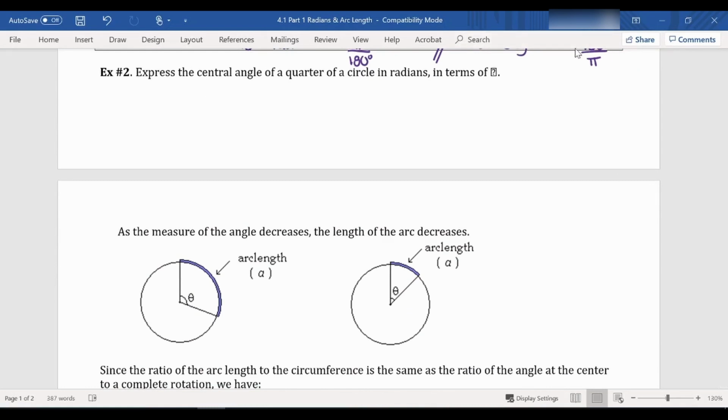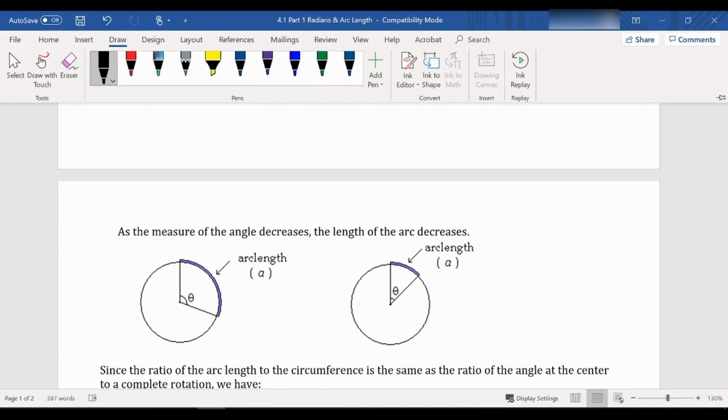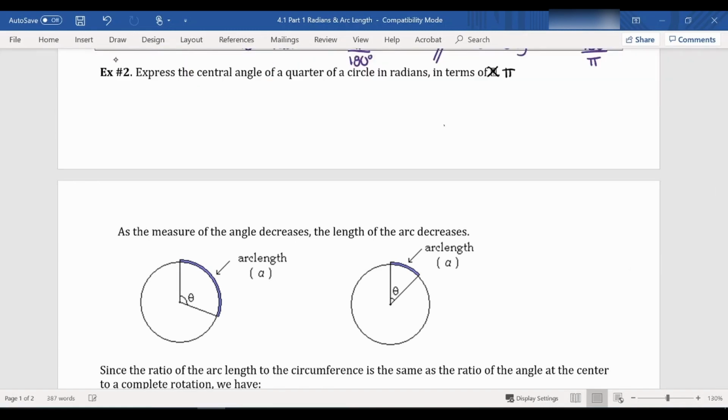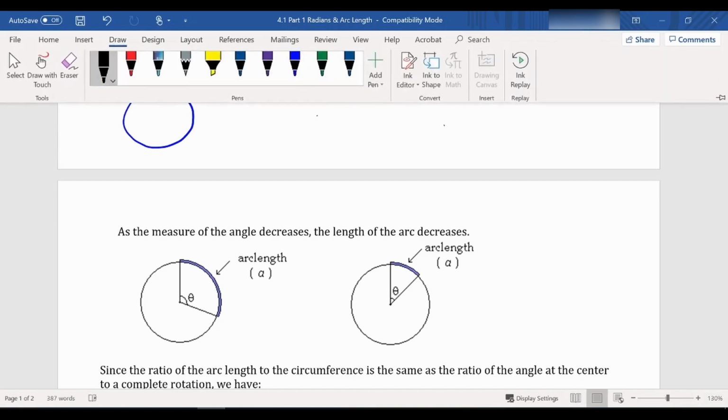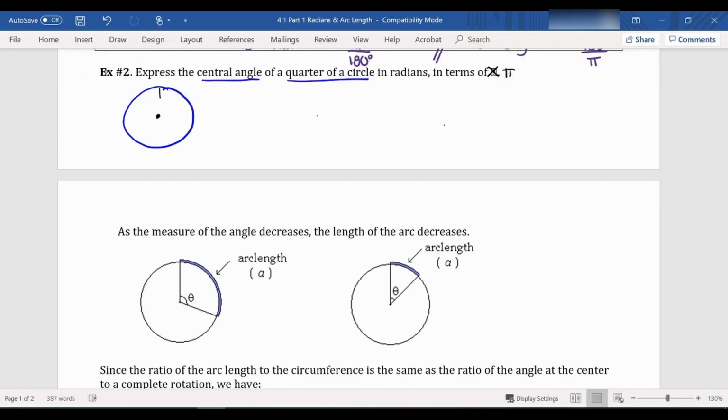So now I'm missing my units here in my Word document that I'm writing on. This little question mark should be a pi. So it's asking us to express the central angle of a quarter of a circle in radians. First, just a reminder that a central angle is the angle measured in the center of your circle. So that would be this angle here. And it's of a quarter of a circle.